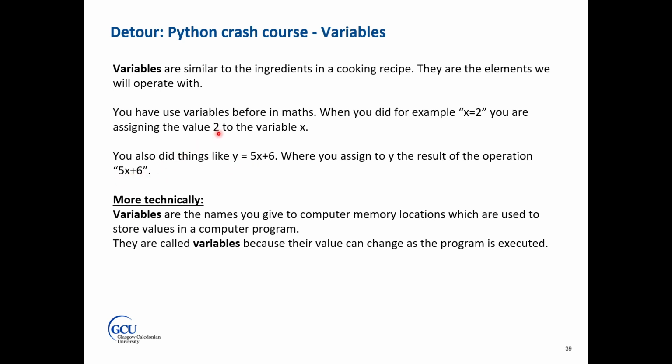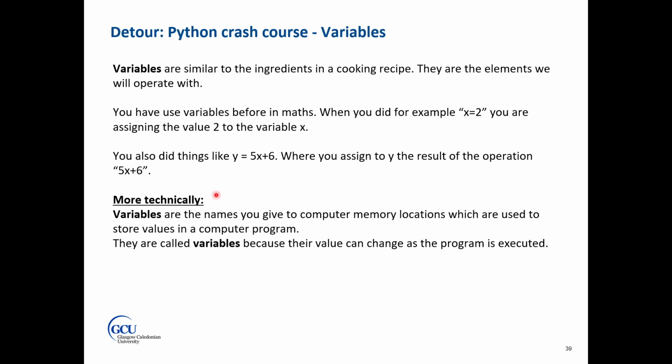So for example, if you imagine that x here is 2, and you had a statement like y equals 5x plus 6, x could be converted to 2 because it's its value. So that could be 5 multiplied by 2, which is 10, plus 6. So then this means that y is going to be 16. So in math, you have used variables many times to assign values, or you use one variable to assign the value of another variable. This is basically the same in programming languages.